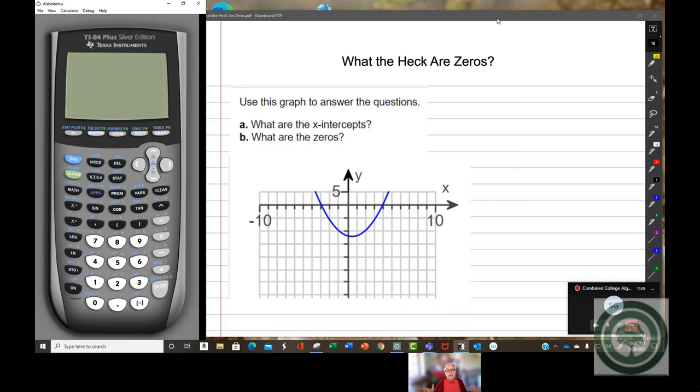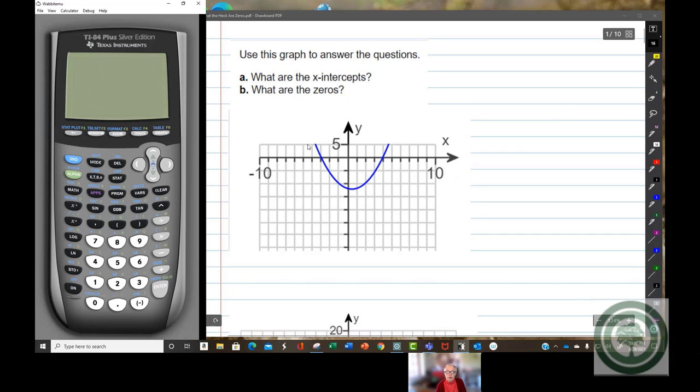Now, what the heck are zeros? You've been working with zeros, but now we're really gonna find out what they are. Well, the first thing we're gonna do is get a visual on what a zero is.